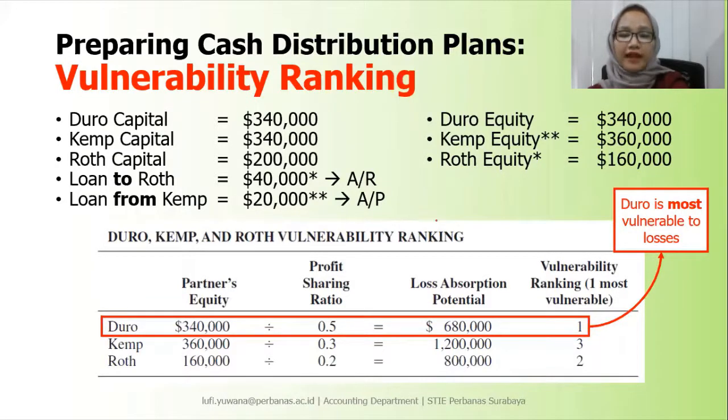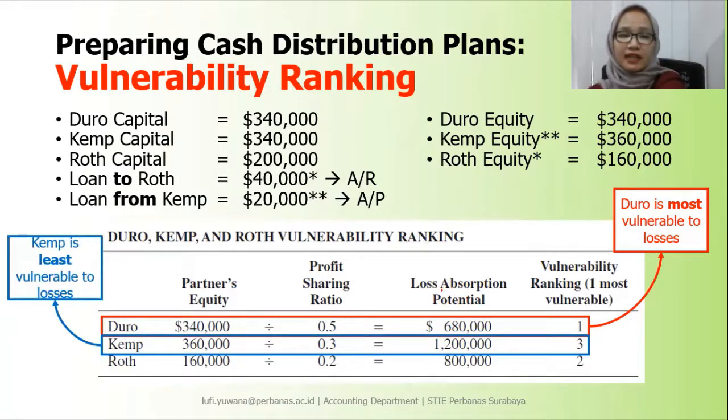Then, if we would like to find which of the partners is the least vulnerable, it should be CAM, because CAM has the highest or the biggest amount for the loss absorption potential. So here we conclude that CAM is the least vulnerable to the losses during the process of liquidation. Based on this conclusion, ROD should be in the second rank for the vulnerability. The information about the vulnerability ranking should be used for the next step in making the cash distribution plans.